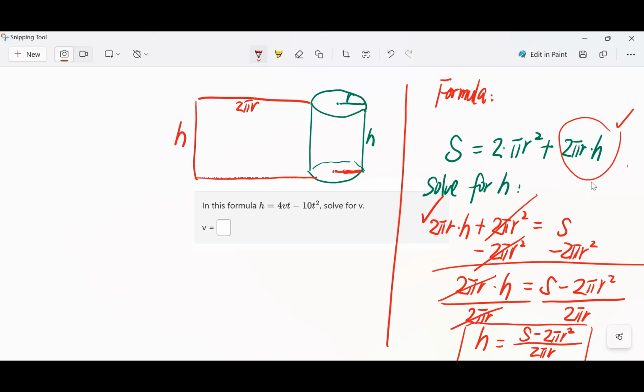All right, now you guys try this. In this formula here, you're gonna solve for v. Get v by itself. H equal to 4v times t, minus 10t squared.